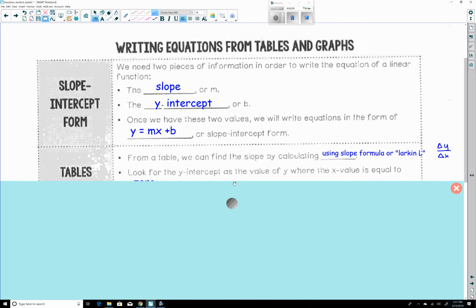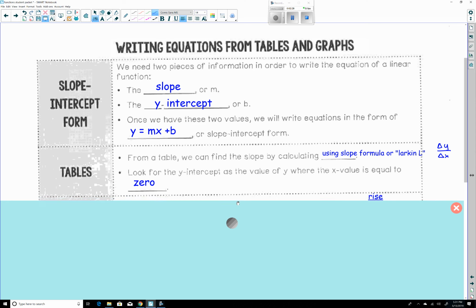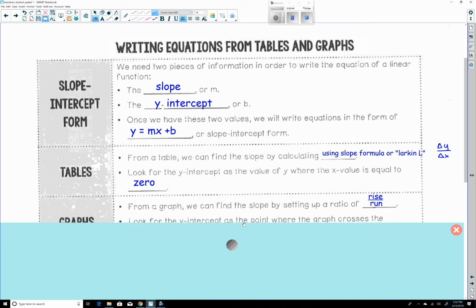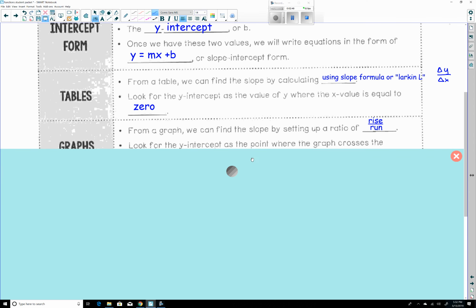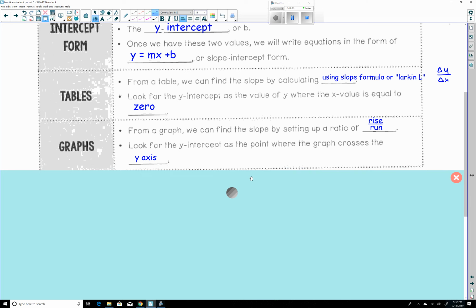So we look for the y-intercept as the value of y where the x value is equal to 0. So you look on your table, and wherever the x has a 0 in it, whatever the y is equivalent to, that is your y-intercept. From a graph, we find the slope by setting up a ratio of rise over run. So the change in your y over your change in your x. Look for the y-intercept as the point where the graph is crossing the y-axis. Again, these are not new ideas. We've been doing this for quite some time.